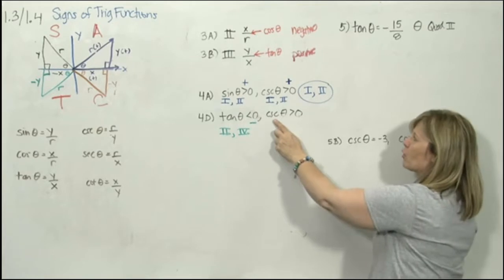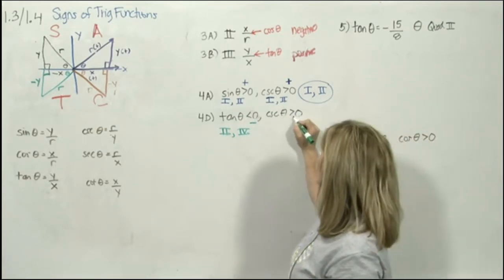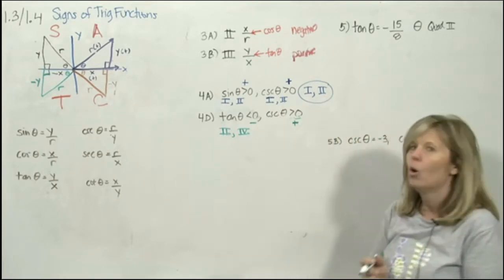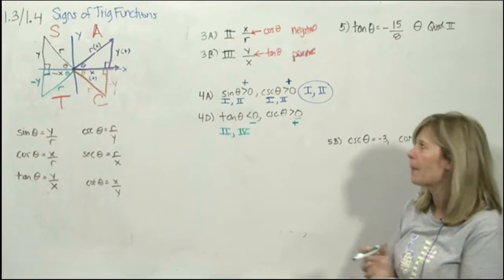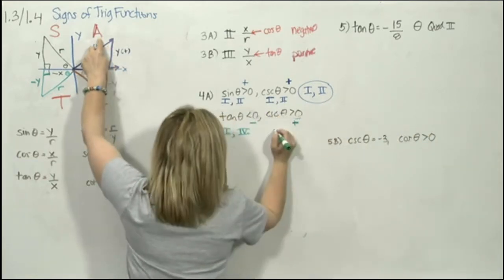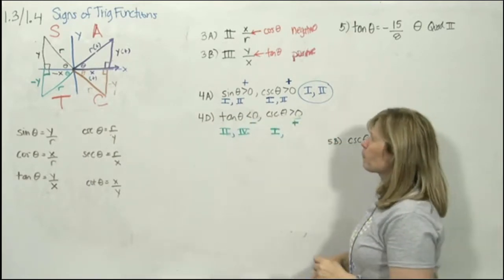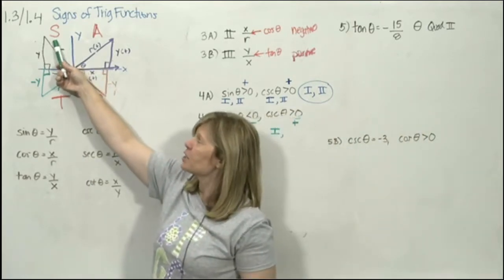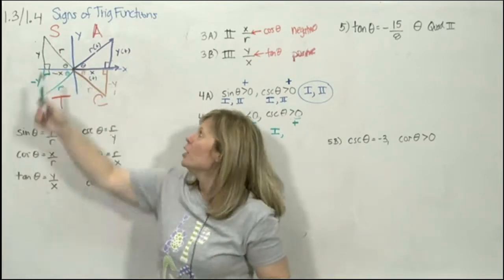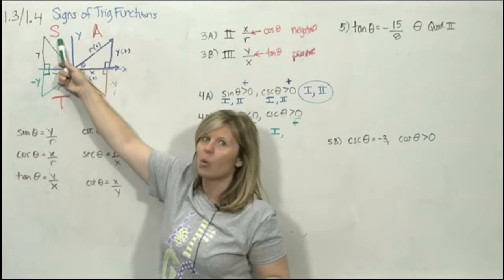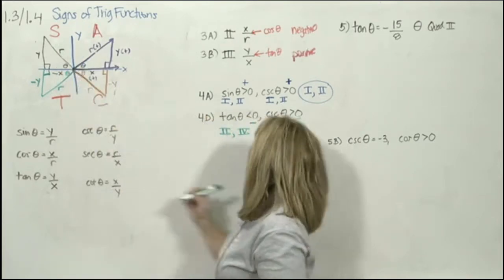Now, they want the cosecant theta to be greater than 0. Again, greater than 0 means the number is positive. What quadrant or quadrants is cosecant positive in? A means everyone's positive, so that would be quadrant 1. S means sine is positive, but who is sine's reciprocal? Cosecant. So if this fraction for sine, y over r, is positive, then its reciprocal cosecant, r over y, is also positive.